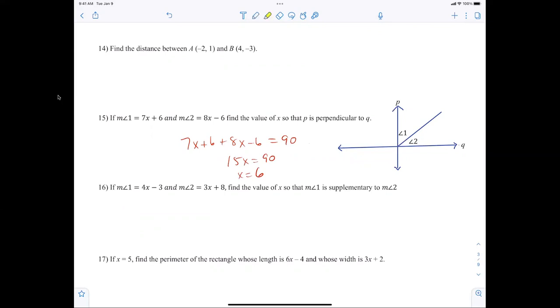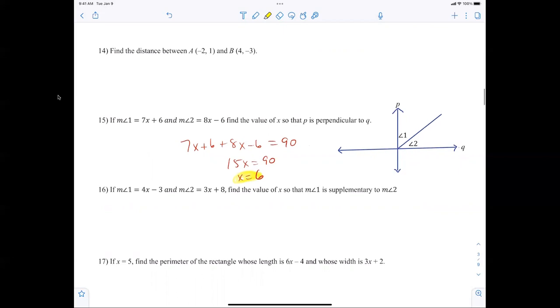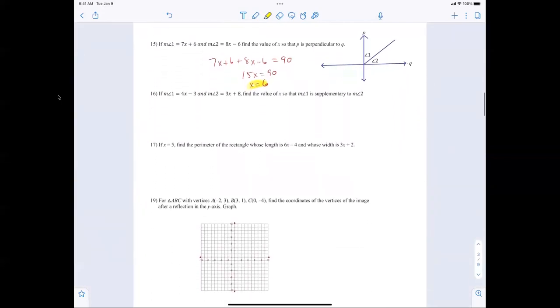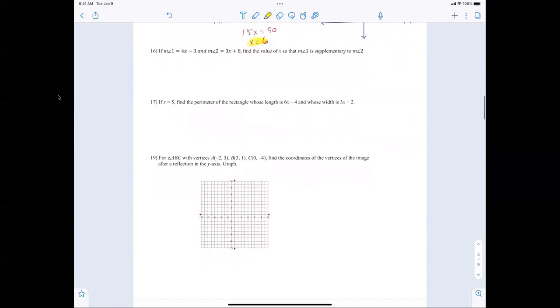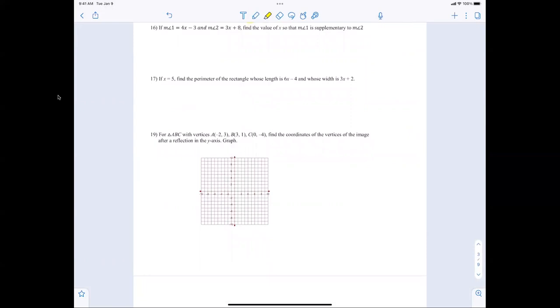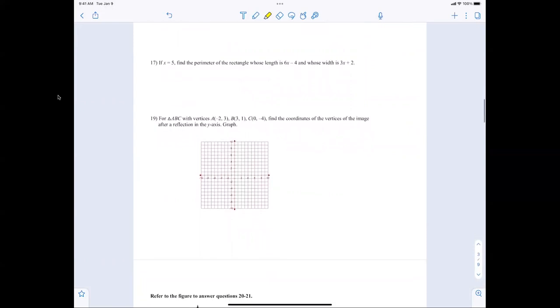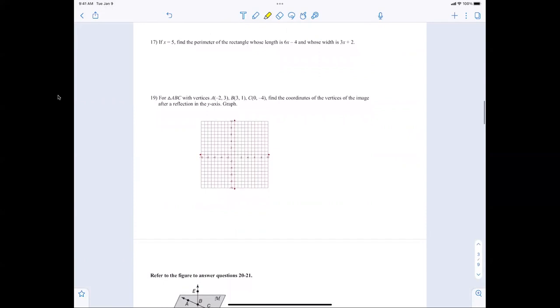And that's really all they asked me. On the test, I could say, what's the measure of angle 1 or what's the measure of angle 2 or whatever. You with me? Make sure you answer the right question. Anyone else? Reflecting over the y-axis. Anybody have any problem with that?